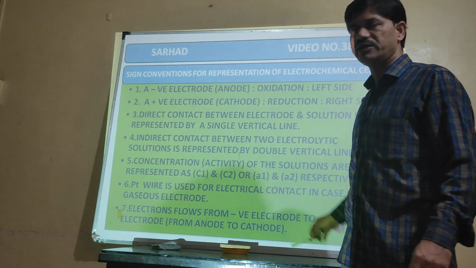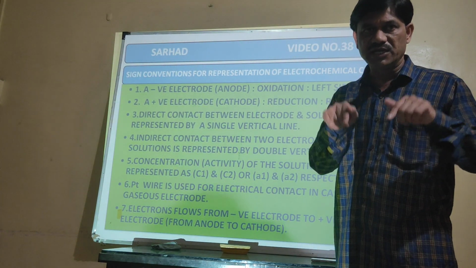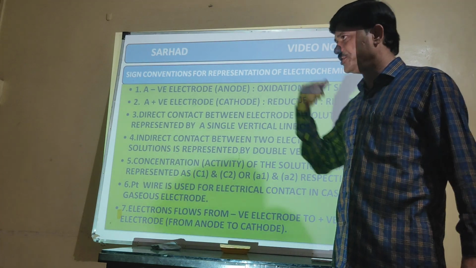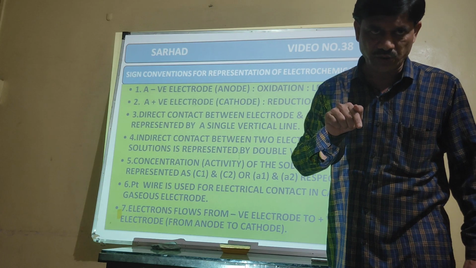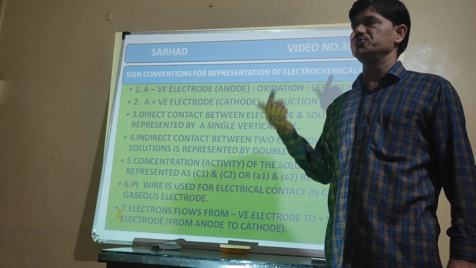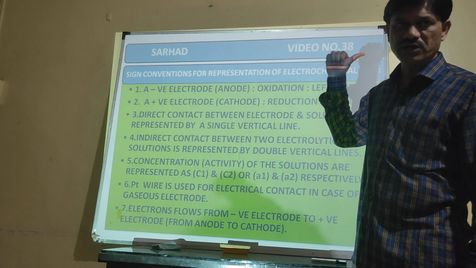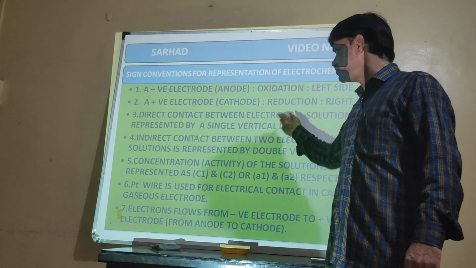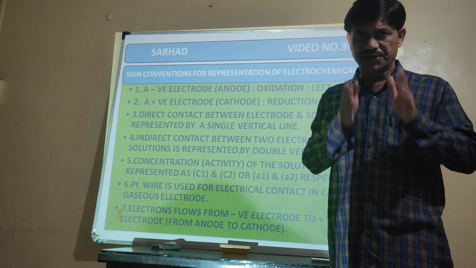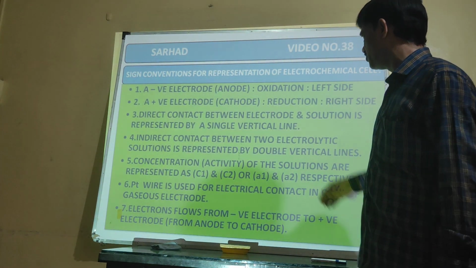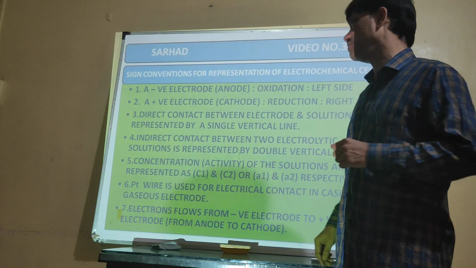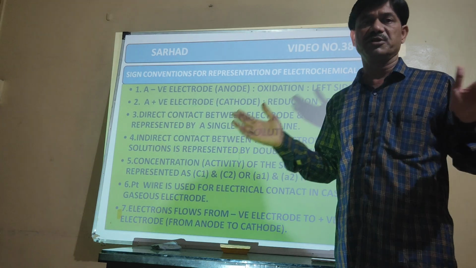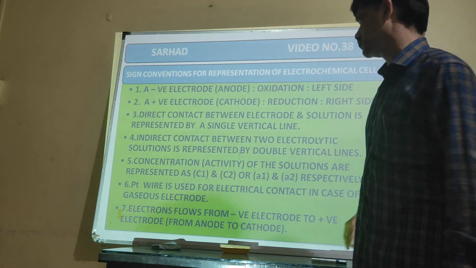So tell me once again rapidly. A negative electrode acting as anode showing oxidation is written towards the left hand side. A positive electrode which is acting as cathode, at which reduction occurs, is written towards the right hand side. What is the use of a single vertical line? It is used to indicate direct contact between rod and surrounding solution. What is the use of a double vertical line? It indicates indirect contact between two electrolytic solutions.